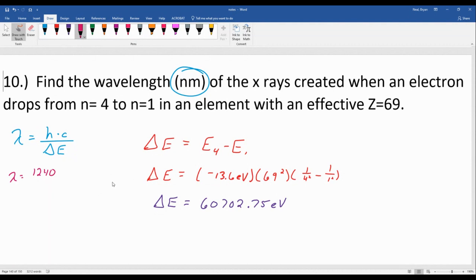We can use that this is 1,240 electron volts times nanometers, which is really great because when we plug in this bottom number, because it's in electron volts, that's going to cancel. So electron volts and electron volts are gone. Nanometers are here, which is what we're looking for. And finally, running that through a calculator to divide these, 0.0204 nanometers. So a very, very small wavelength because it's very, very high energy.